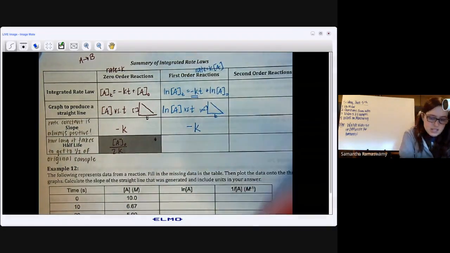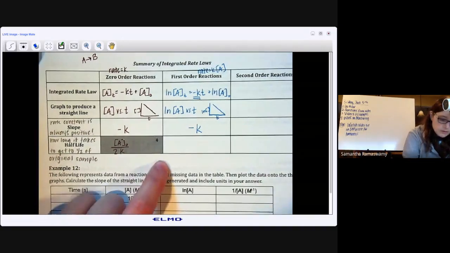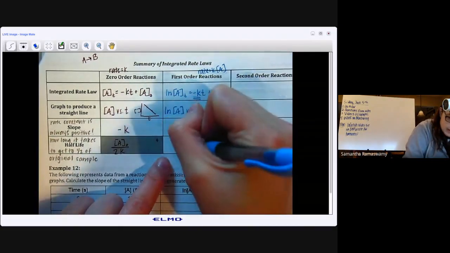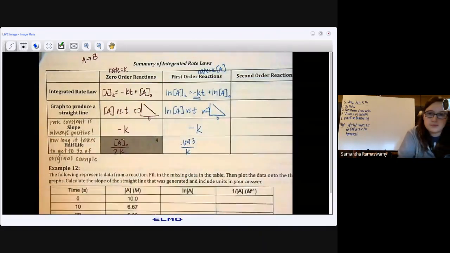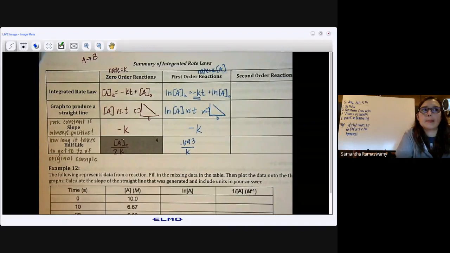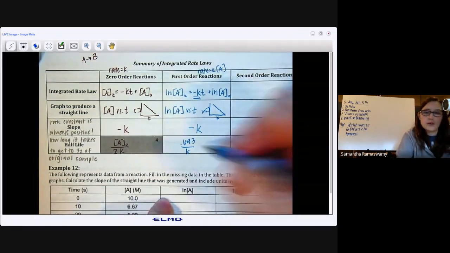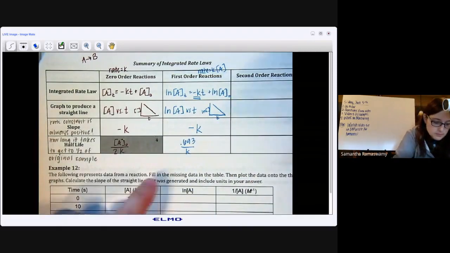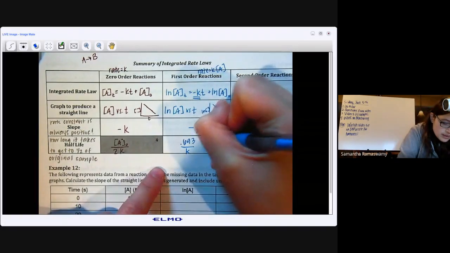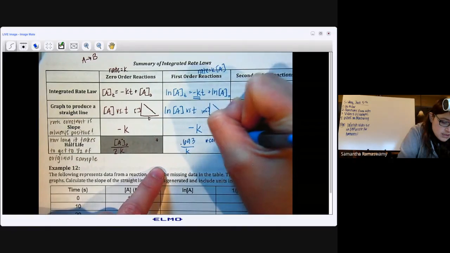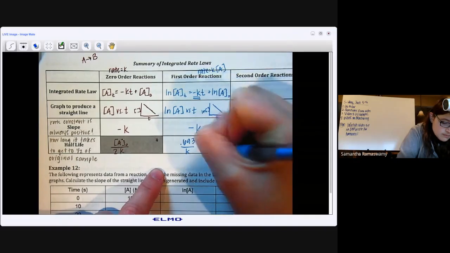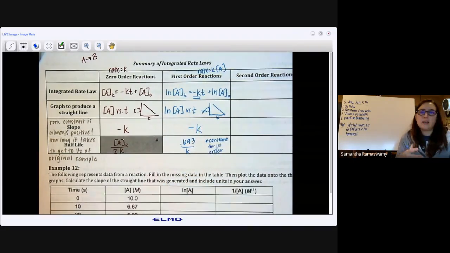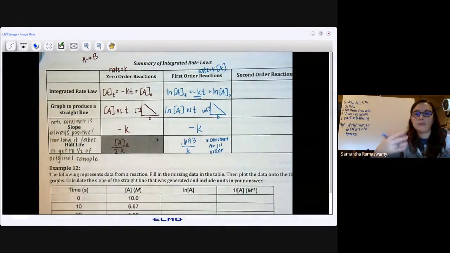Now the half-life, this is the important one. Half-life of a first order process is 0.693 over k. This is on your equation sheet, 0.693 over k. 0.693 is actually the natural log of 2. Something that's important is that the half-life is constant for a first order process. That means that it remains the same.